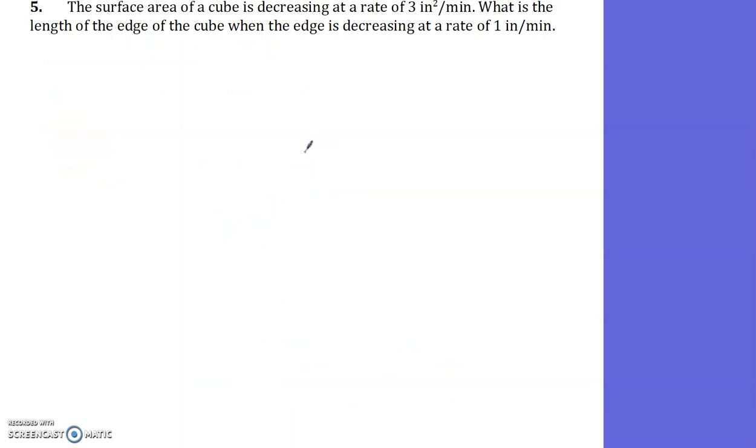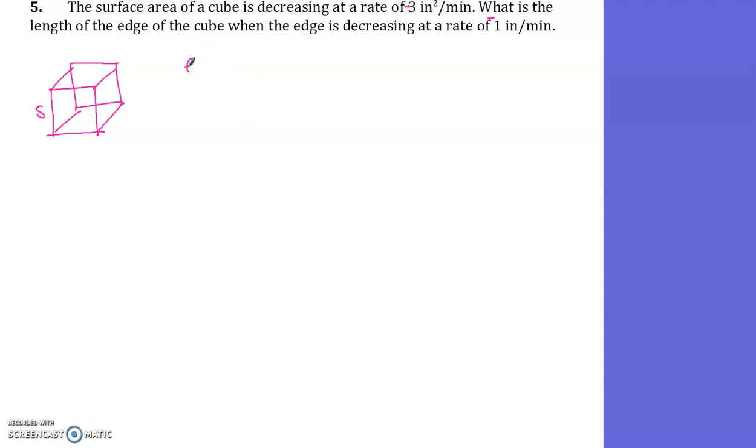For the next one, the surface area of a cube is decreasing at a rate of 3 inches squared per minute. So I know this is going to be negative. What is the length of the edge of the cube when the edge is decreasing, so also negative, at a rate of 1 inch per minute? So I'm going to sketch my cube. These are my side lengths, which is just the same thing as the edge.